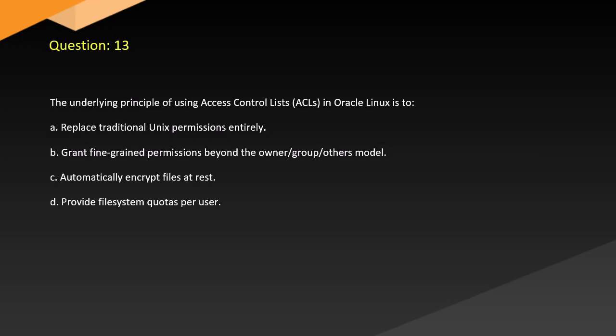Question 13. The underlying principle of using access control lists, ACLs, in Oracle Linux is to: A. Replace traditional Unix permissions entirely. B. Grant fine-grained permissions beyond the owner-group-others model. C. Automatically encrypt files at rest. D. Provide file system quotas per user.